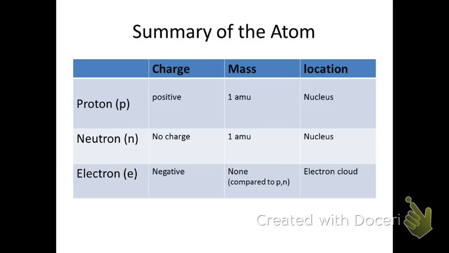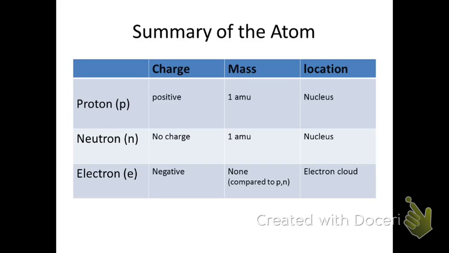Here's the breakup then of the subatomic particles in your atom. Your subatomic particles are your protons, neutrons, and electrons. And so you can see a proton is positive. The AMU in the mass stands for atomic mass unit, and that later is converted directly into grams.